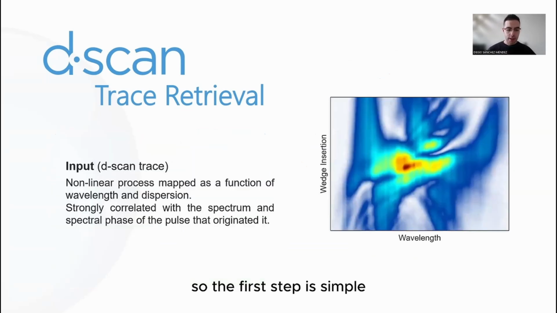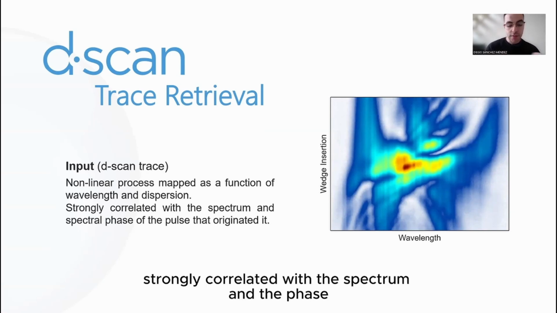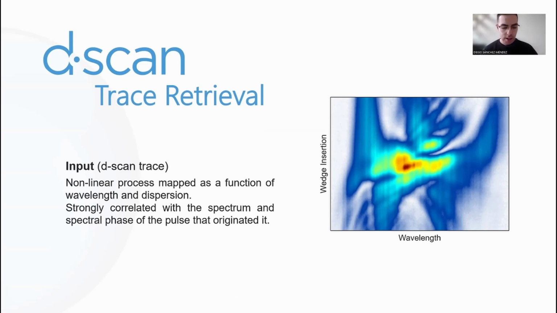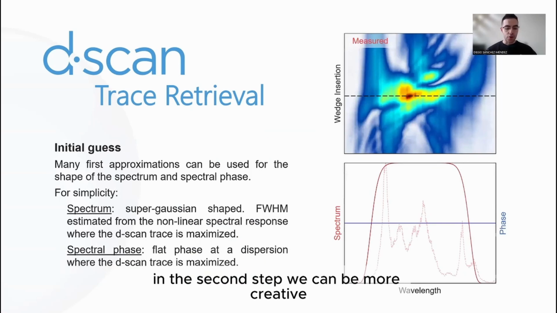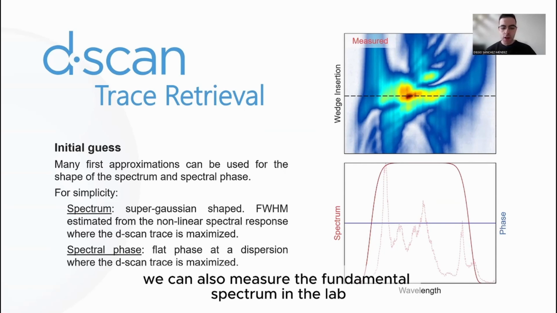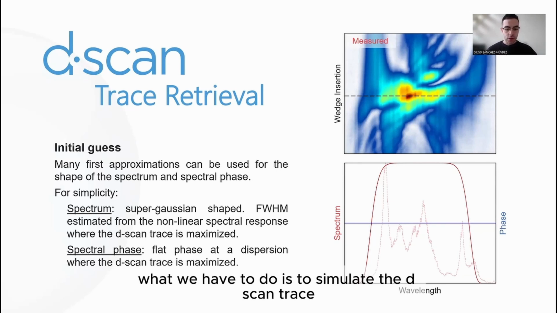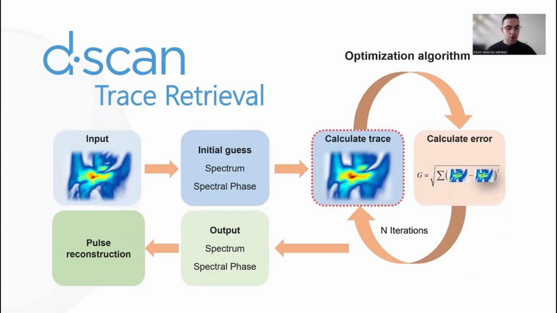So, the first step is simple. We need just to set up a lab experiment and measure the dscan trace, which is strongly correlated with the spectrum and the phase of the pulse that originated it. In the second step, we can be more creative and use different approximations for the initial spectrum and phase. For simplicity, we can take a super Gaussian and a flat phase. We can also measure the fundamental spectrum in the lab and use it as the initial guess with a flat phase, for example.